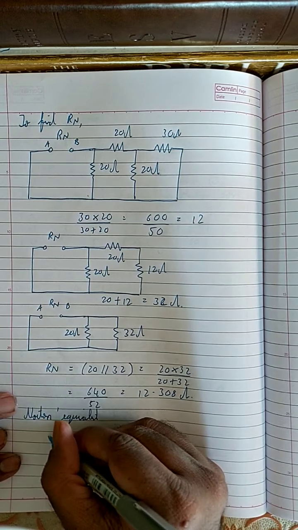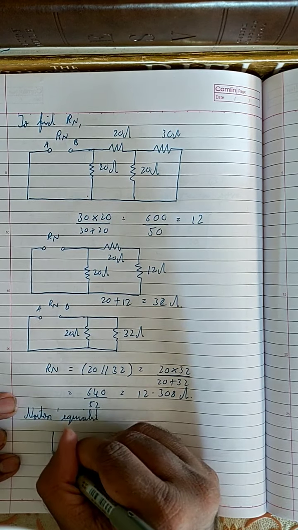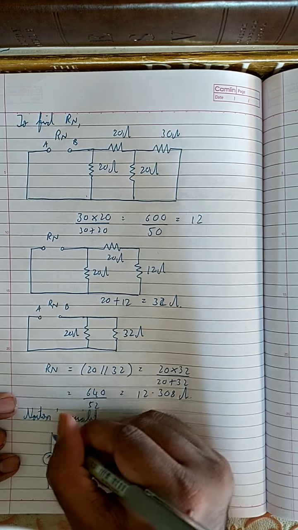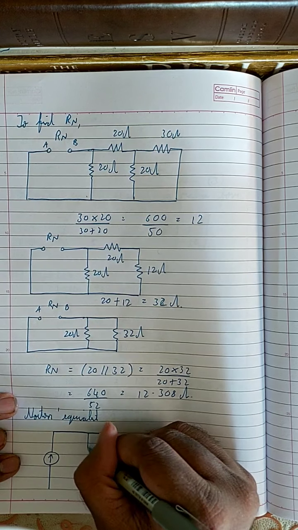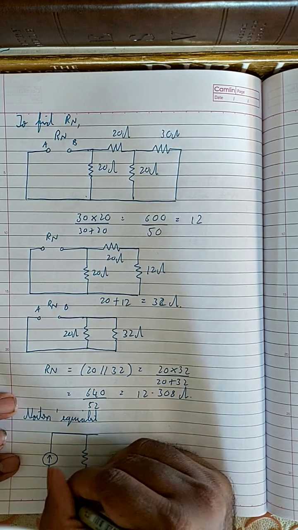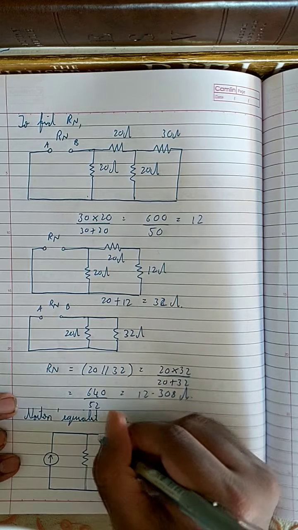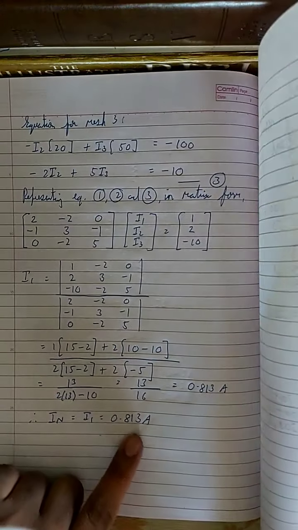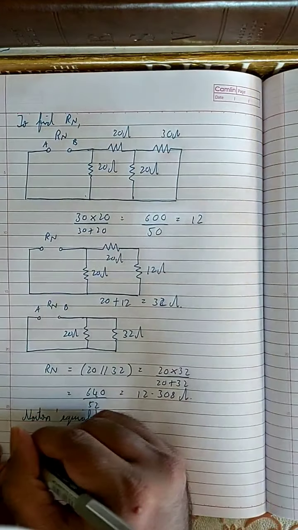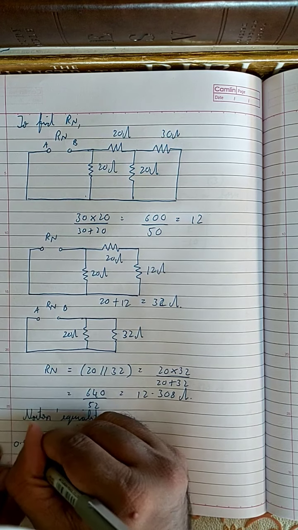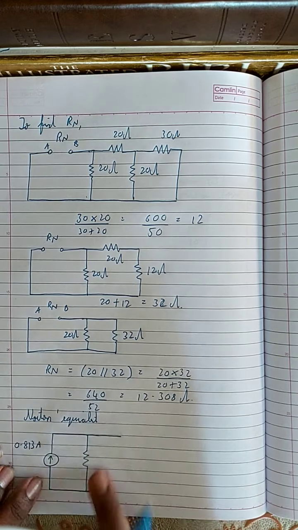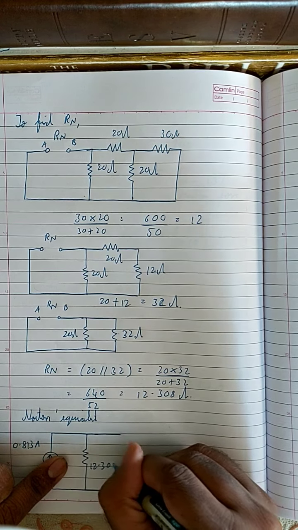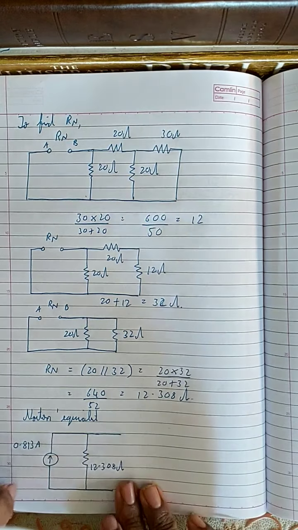Now your Norton's equivalent is like this. I draw a current source over here, then I draw a parallel resistor, which is the Norton's resistor. What is the value of IN? My IN is 0.813 amperes, and this Rn is 12.308 ohms.